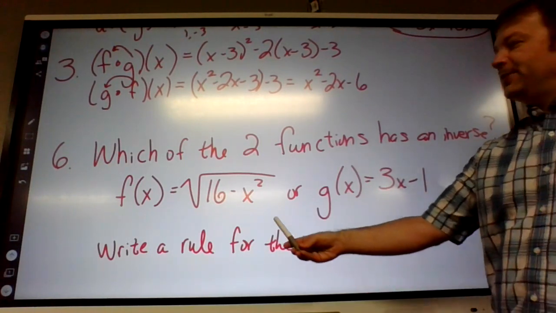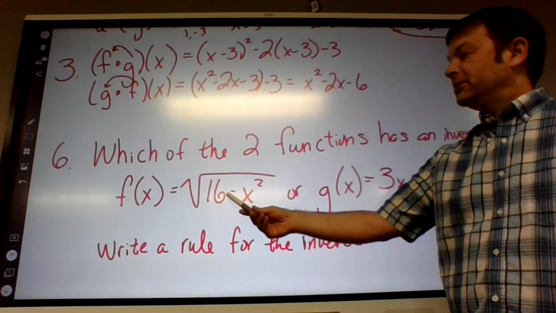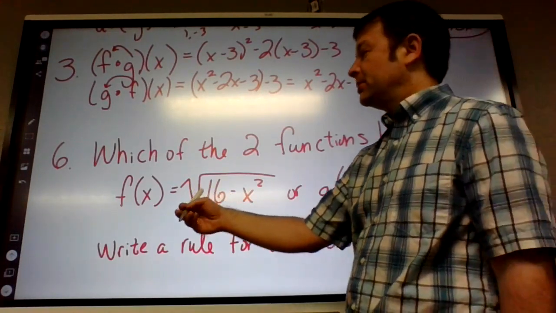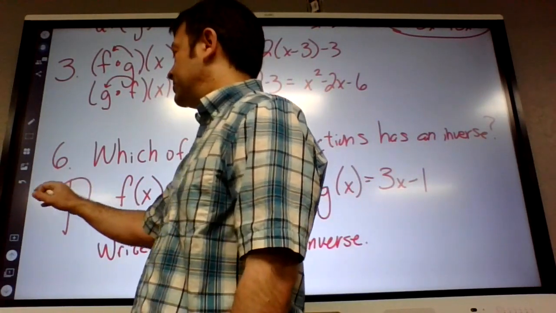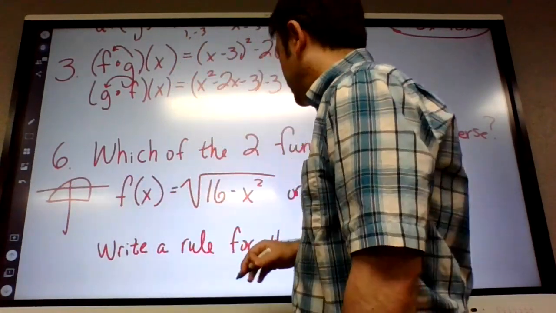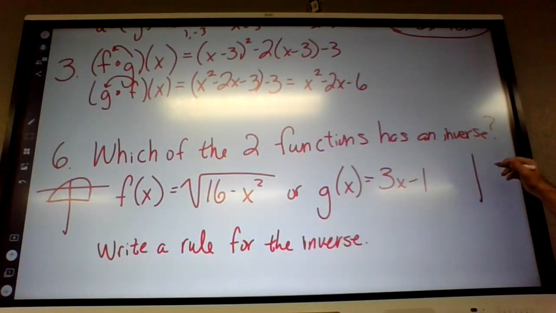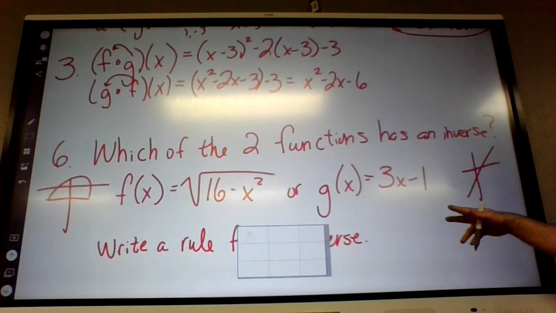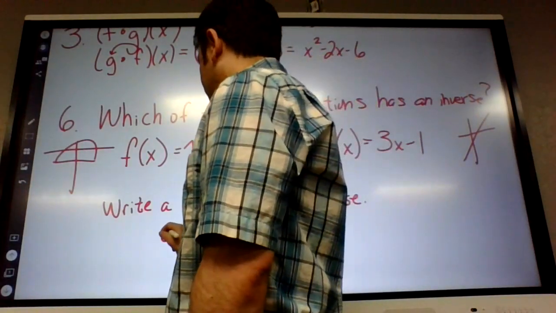Does this one look familiar right here? It's kind of like number 1, right? What shape does that take? Like a semicircle. Is that going to have an inverse? No. It fails the horizontal line test. What shape does this one take? A line. Does that have an inverse? Yes, it does. So it's going to be the simpler one, fortunately. So g of x is kind of the first answer.